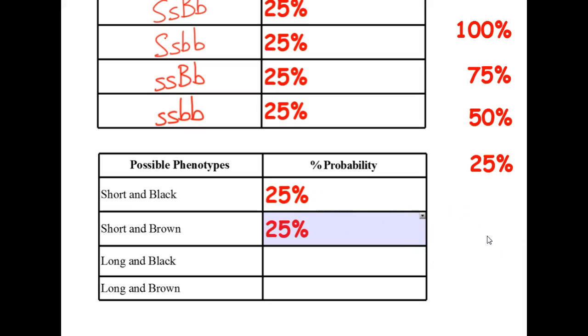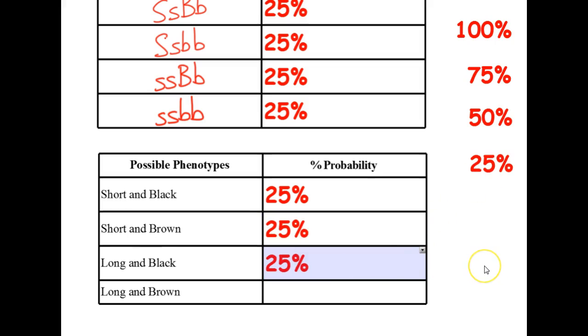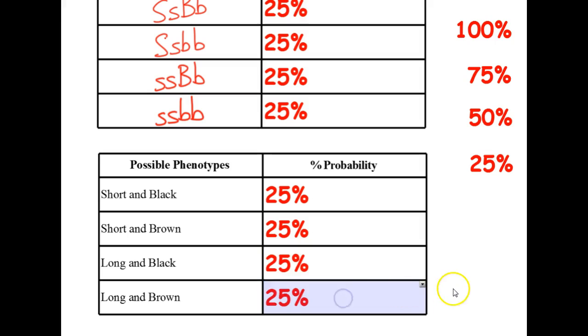Long is recessive, so the only way to have that is to have 2 little s's, which both of these do. But to be black, which is dominant, means you have to have a capital B. So we have a 25% chance of having guinea pigs with long black hair. Long and brown are both recessive, so you have to have homozygous recessive alleles for both. So we have to have a little s, little b, and that means we have a 25% chance of having guinea pigs with long and brown hair.